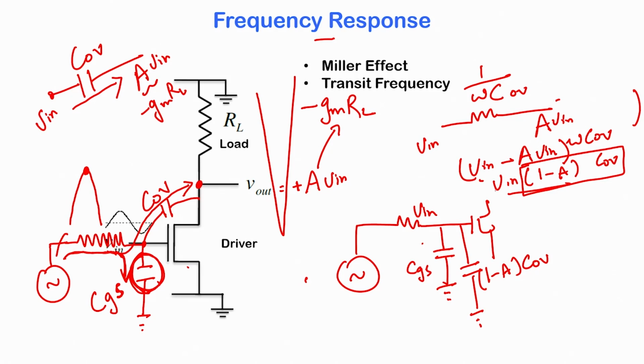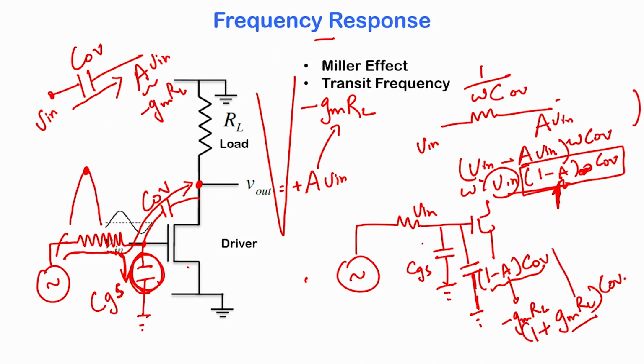Okay. So it is Vn omega into that capacitance, and that is constituting the current. It is as though you can imagine that overlap capacitor to be another capacitor connected to ground, with a capacitance of (1 minus A) times C overlap. But what is A? A is minus gmRL, therefore this capacitor has a capacitance of (1 plus gmRL) into C overlap. And gmRL is designed to be very, very large, and therefore this effective capacitor appears to become very, very large.